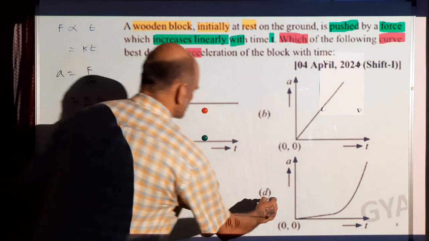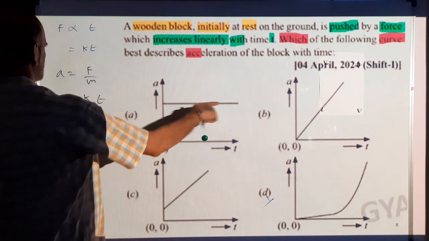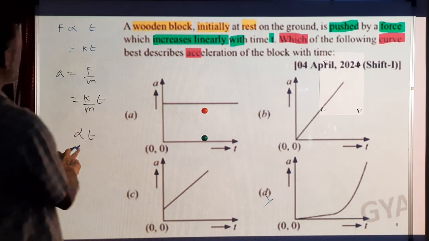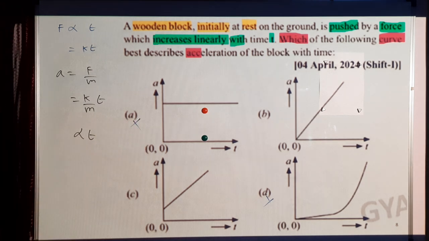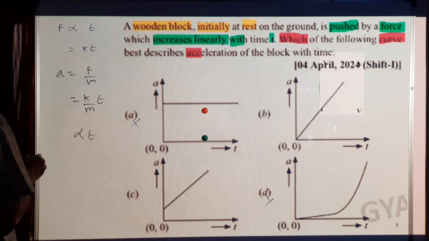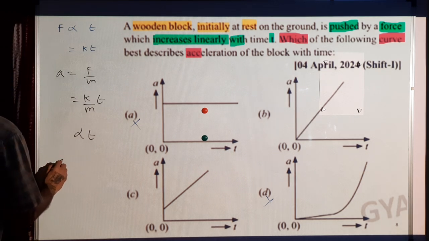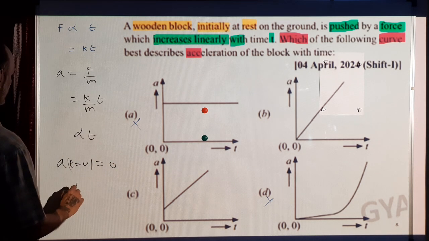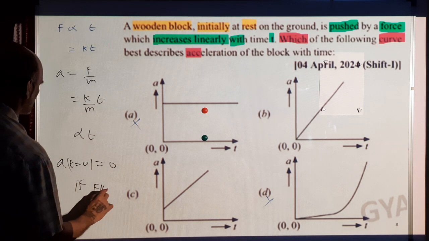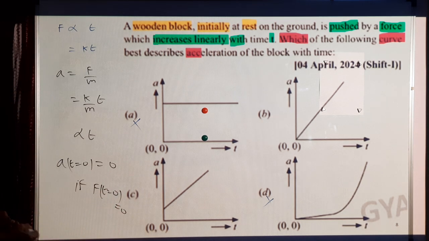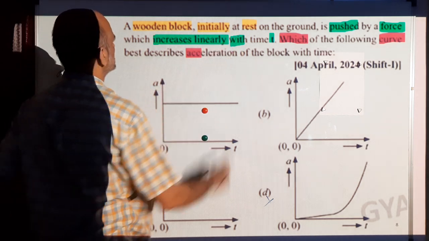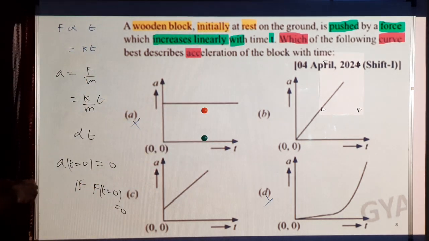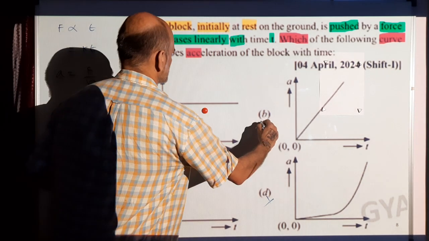So it's not a curve, and acceleration is not constant with time, it's increasing with time. So option E is also out. It's either A or B or C. And acceleration at time t equal to 0 is 0 if force at time t equal to 0 is 0. So here in this question, they should mention initially the force is 0. Rest is not required. The initial force should be 0. In that case, the correct option is option B.